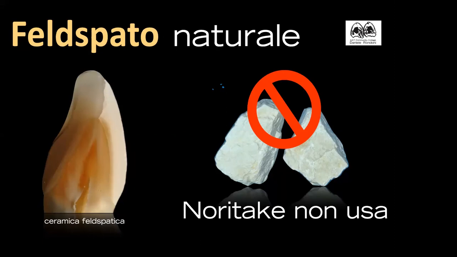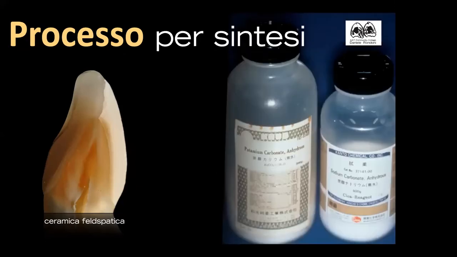Why do I use feldspar in ceramics? It is not natural. Noritake does not use natural feldspar. On the contrary, it obtains the silicon part that makes up the feldspar with a process of synthesis in the laboratory, a material that uses technology in the laboratory and not mineral extraction.